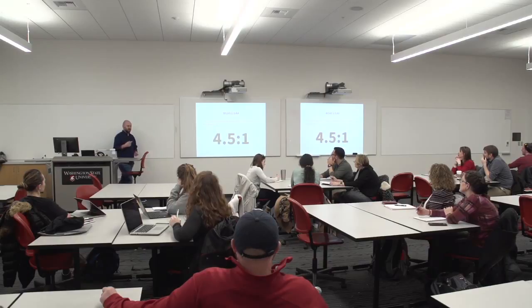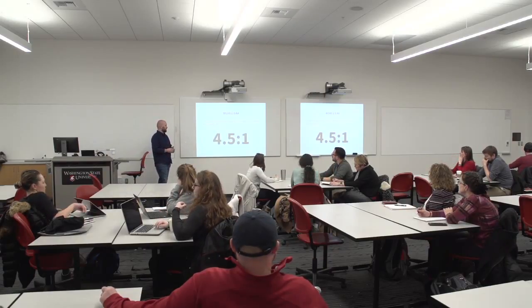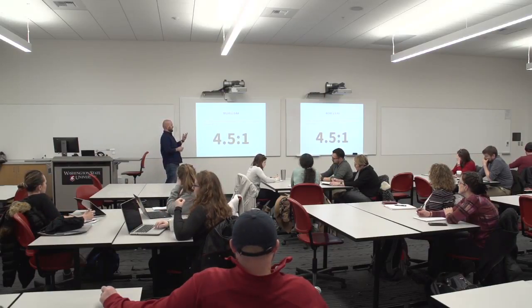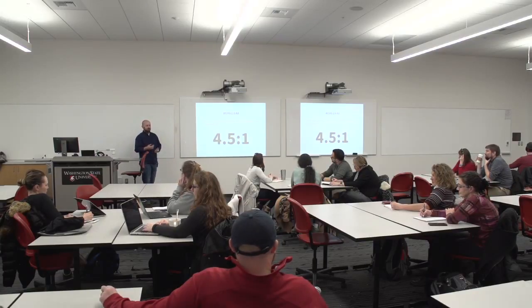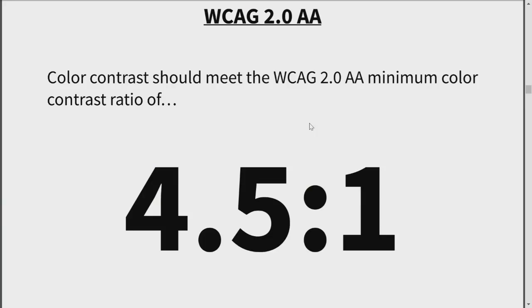So the contrast ratio that we need here at the university, using the WCAG 2.0 AA requirements, is 4.5 to 1. I don't know how we figure that out, but we have tools that figure it out for us. Okay? Is anybody a mathematician who wants to break down what 4.5 to 1 means? No? I don't know. Okay.